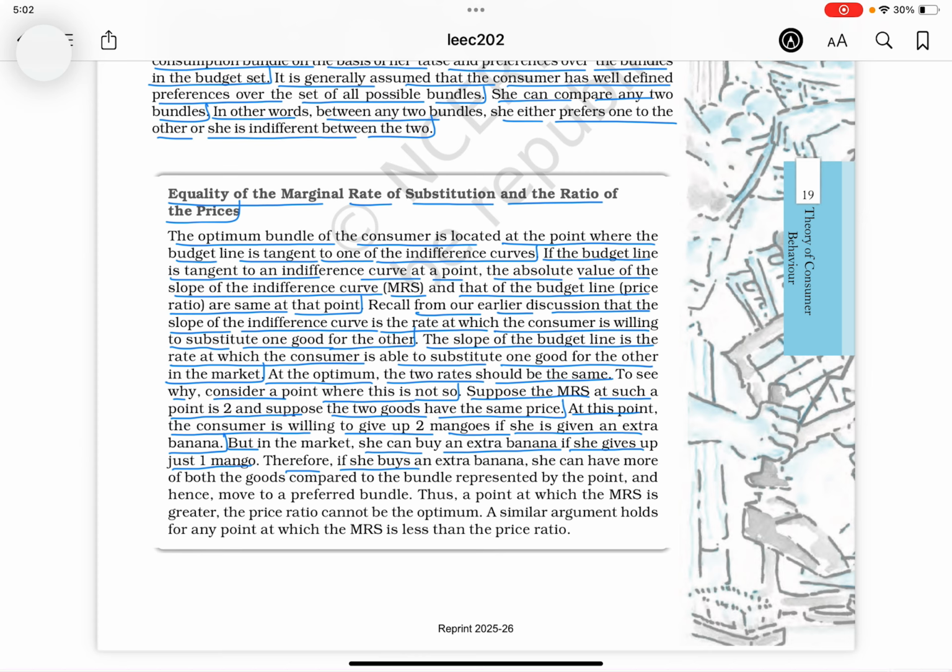Therefore, if she buys an extra banana, she can have more of both the goods compared to the bundle represented by the point, and hence move to a preferred bundle. Thus, a point at which the MRS is greater than the price ratio cannot be optimum. A similar argument holds for any point at which the MRS is less than the price ratio.